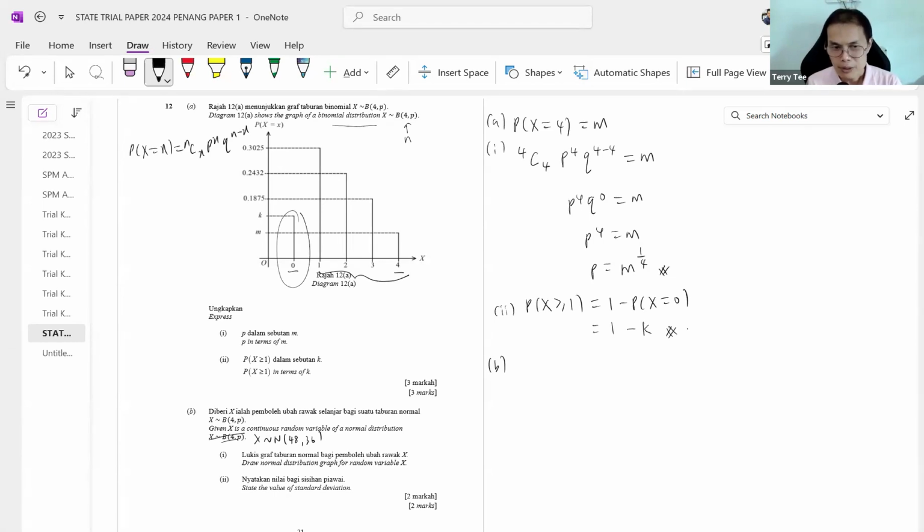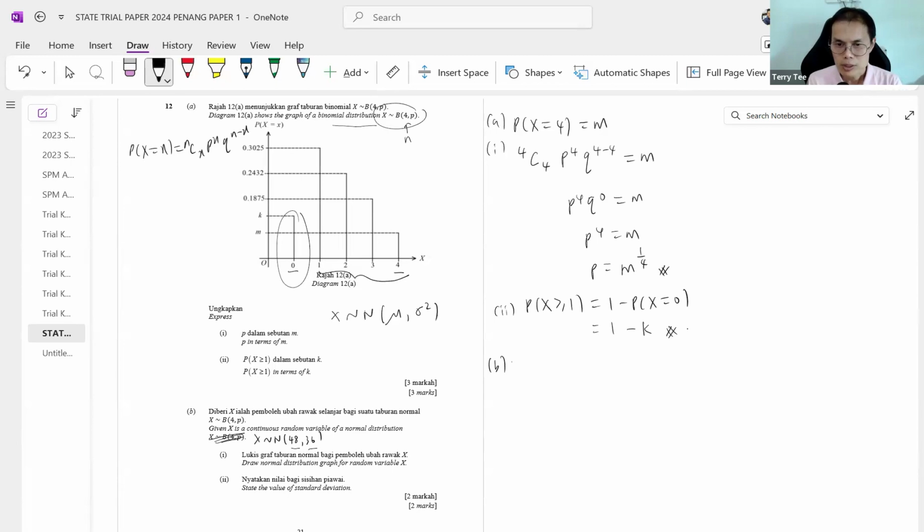So there is a mistake in part B here, because they give us that x is a continuous random variable, right? And x follows a normal distribution. It's not binomial anymore. You notice that they made a mistake. They wrote this wrongly. So it's supposed to be x follows a normal distribution, mean is 48, variance is 36. Remember, for normal distribution, they write like this. This is your mu, this is your variance, right?